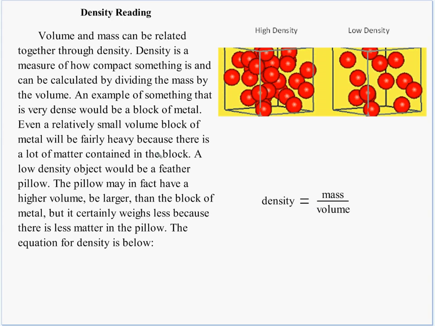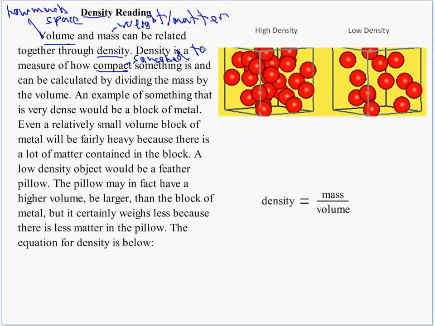Let's learn about density. Density. So we're reading along here. It says density reading. Volume, okay, I know volume is how much space something takes up, and mass, I know mass is like weight or matter. So volume, how much space, and mass, weight, can be related together through density. Density is a measure of how compact something is. I know compact means like squished together.